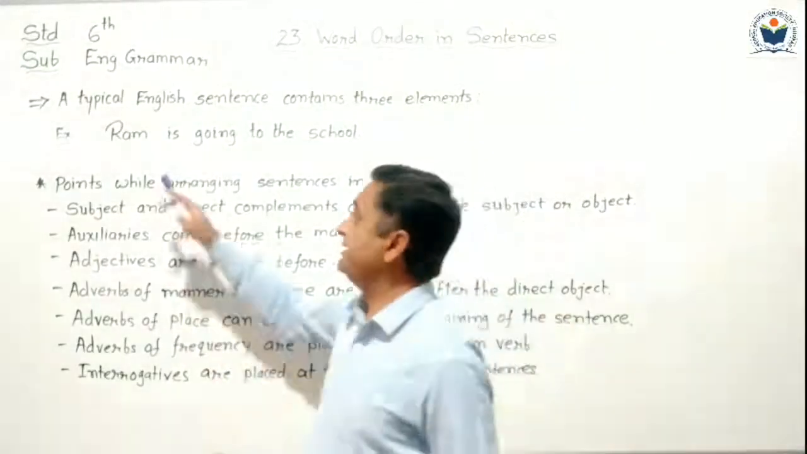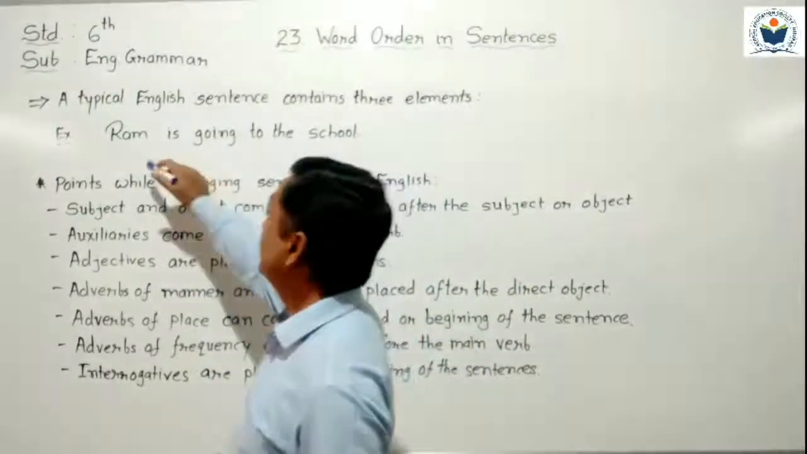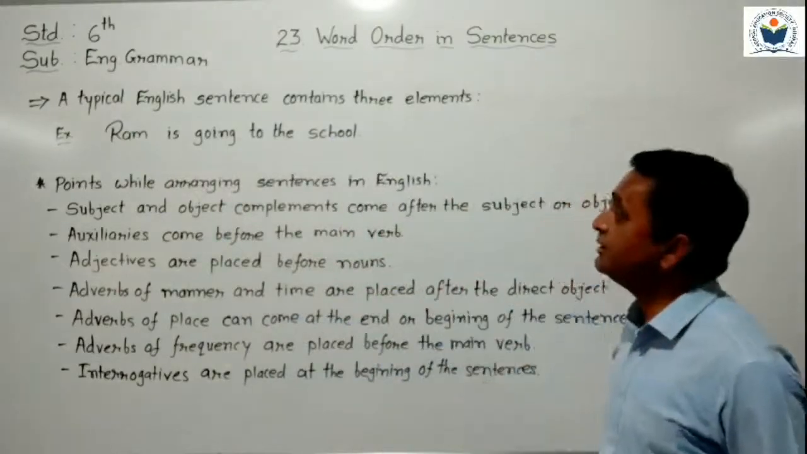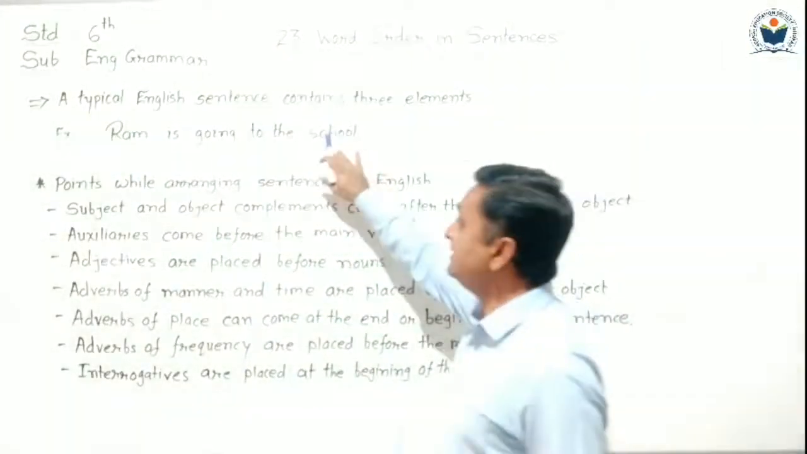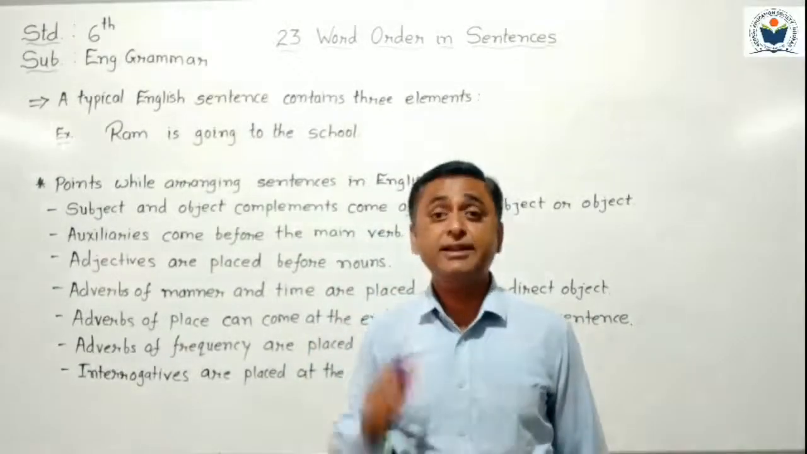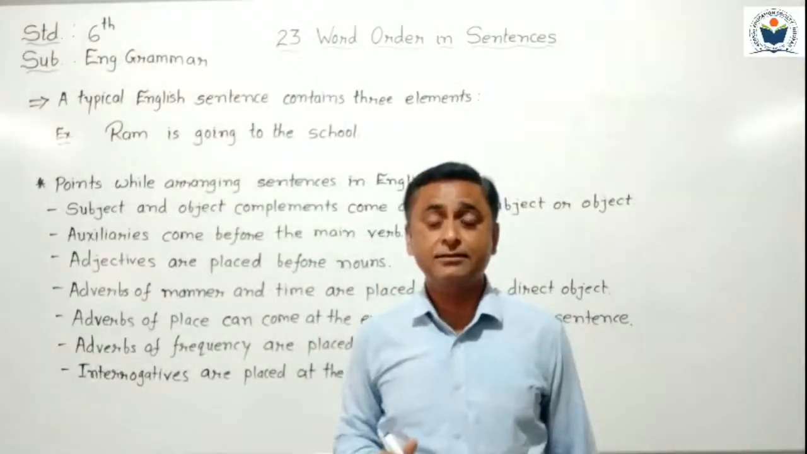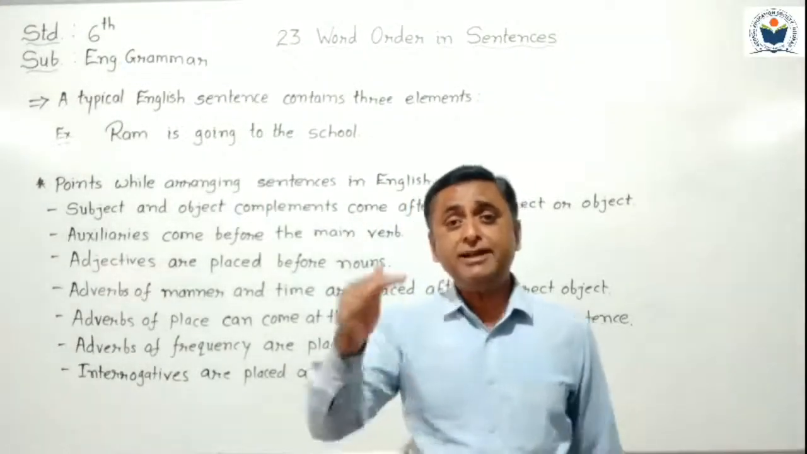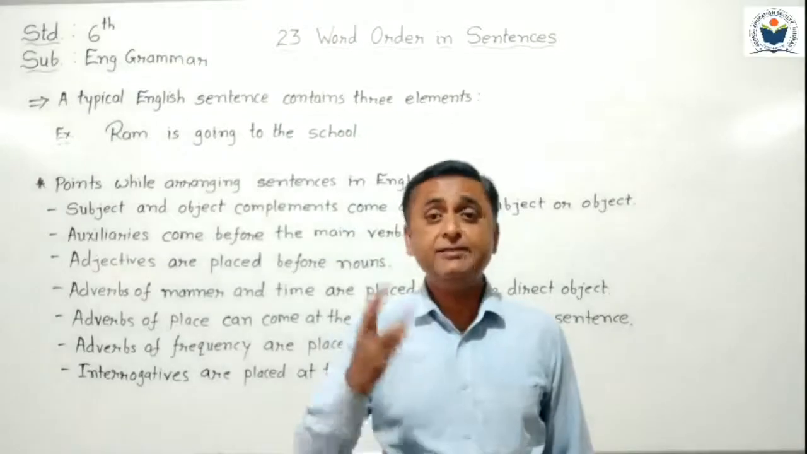First of all, here I write one example. Ram is going to the school. Here in that sentence, mainly 3 elements are there. Can you identify? In any sentence of English, there are 3 main elements.